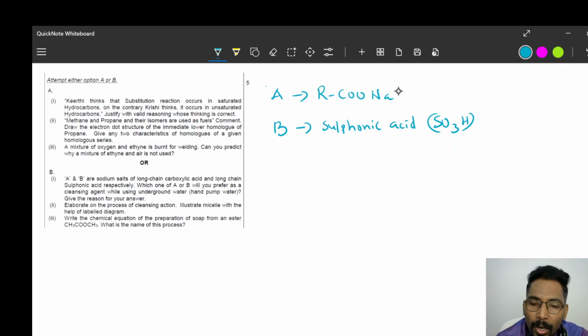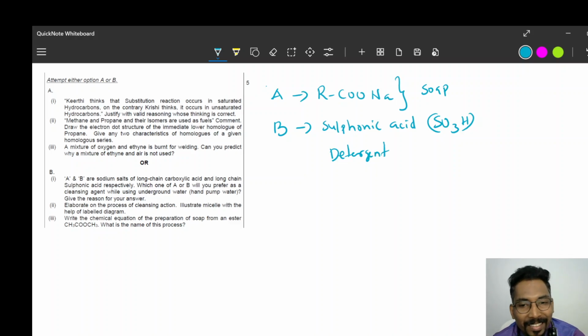So what is this exactly? Sodium salt of long chain carboxylic acid, that is soap. And sodium salt of sulfonic acid, that is detergent. So the question is, which one of A or B will you prefer as a cleansing agent while using underground water?